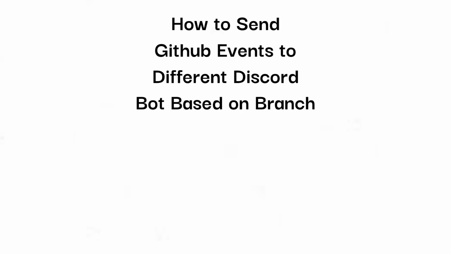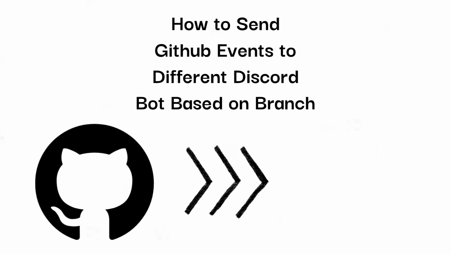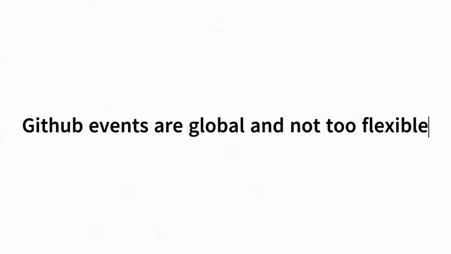So, if you've worked with GitHub, you know how important webhooks are. They keep us updated on everything happening in our projects: new branches, commits, you name it. But here's the catch, GitHub's webhooks are global. That means they can't trigger specific actions for different branches or users.